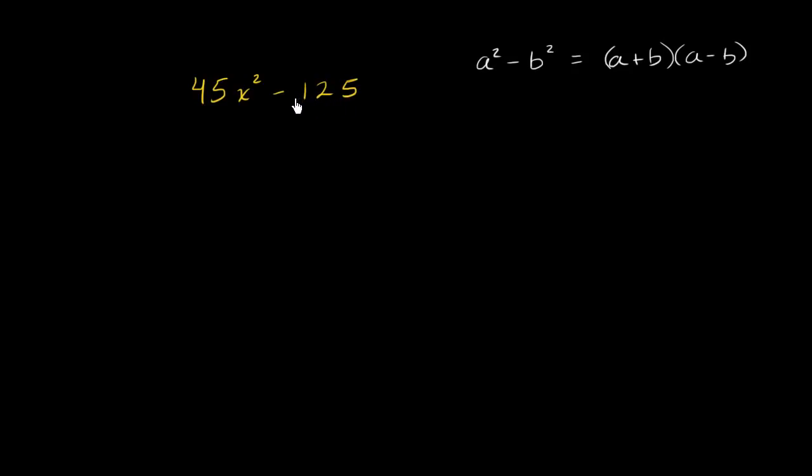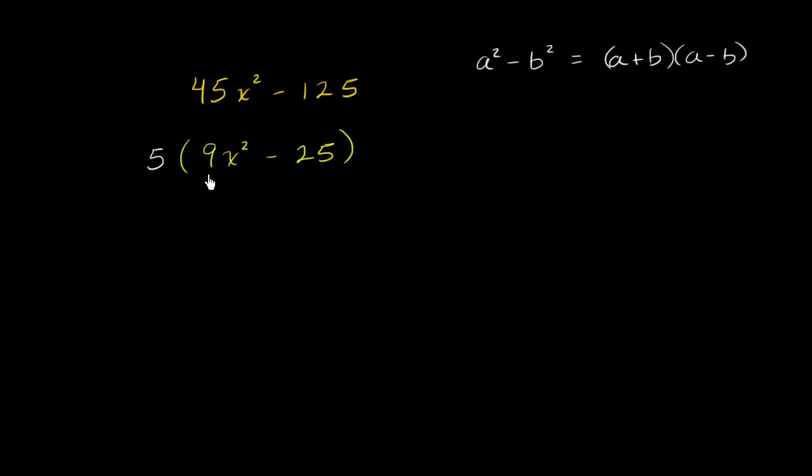But what is interesting is that both 45 and 125 have some factors in common. And the one that jumps out at me is 5. So let's see if we can factor out a 5, and by doing that, whether we can get something that's a little bit closer to this pattern right over here. So if we factor out a 5, this becomes 5 times, well, 45x squared divided by 5 is going to be 9x squared. And then 125 divided by 5 is 25.